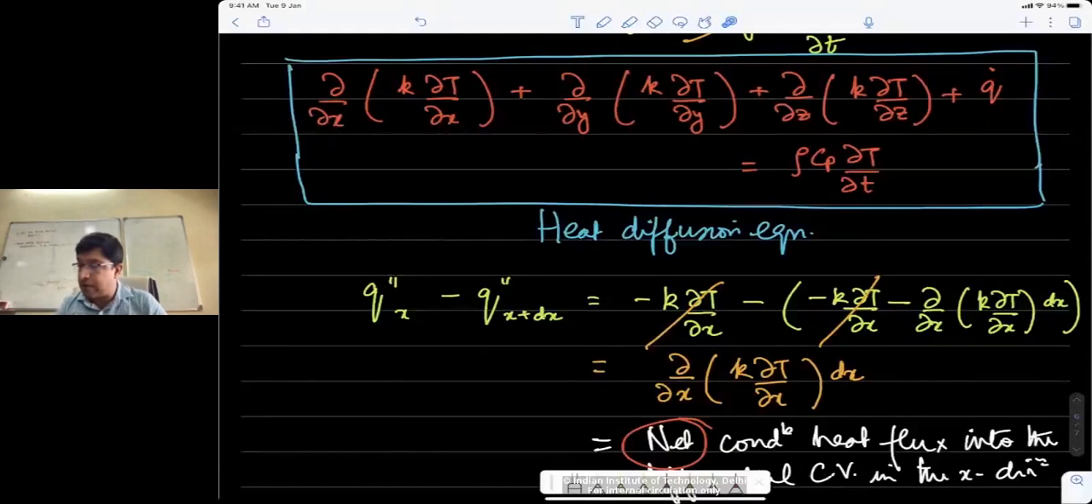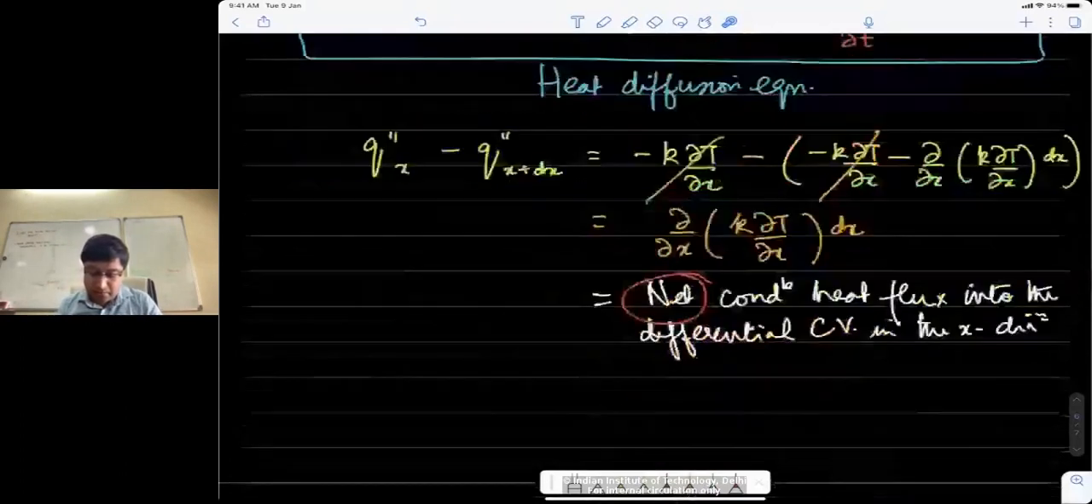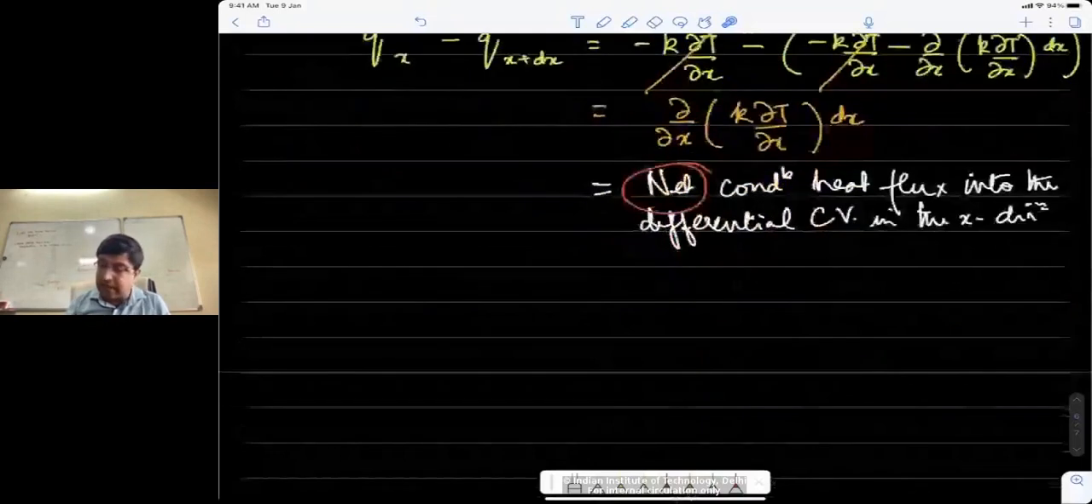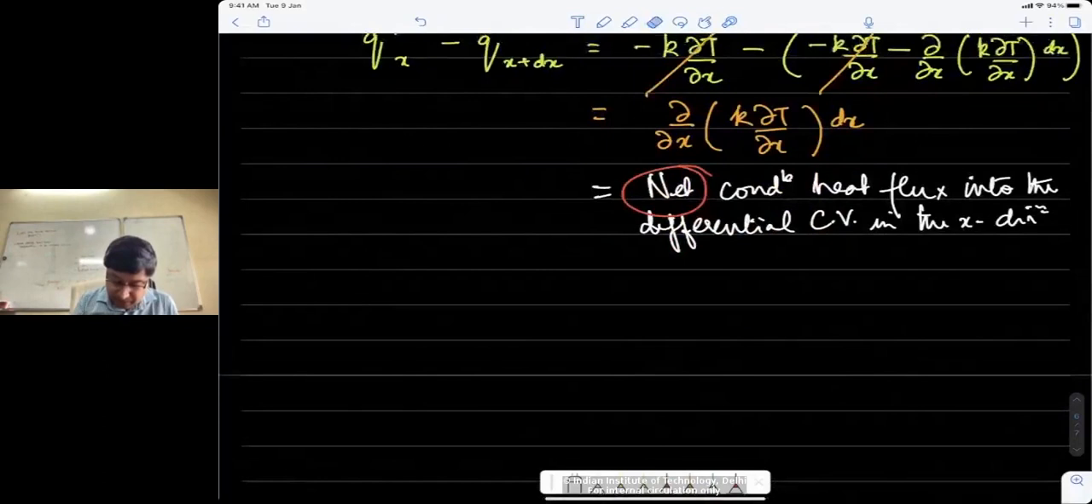Okay, so let me take a few simple cases for today before we close the class and maybe have a short discussion about the tutorial today. So let's just take a few simplified versions of this equation.